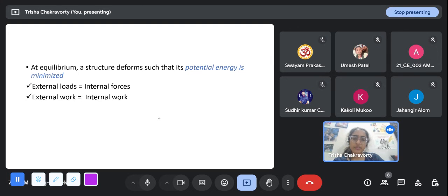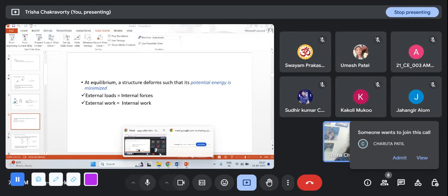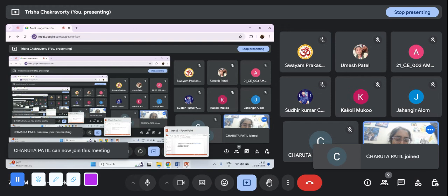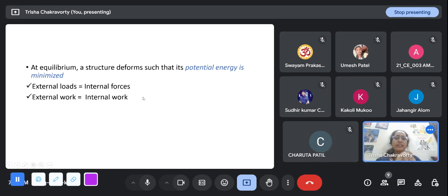At equilibrium, a structure deforms such that its potential energy is minimized. This is a definition kind of thing that has been found to be true. Now let us look at this term deformation. What is deformation? Deformation is any sort of change from the initial configuration of a body. Now a deformation only occurs when there has been some sort of resistance against it, or some force acting.